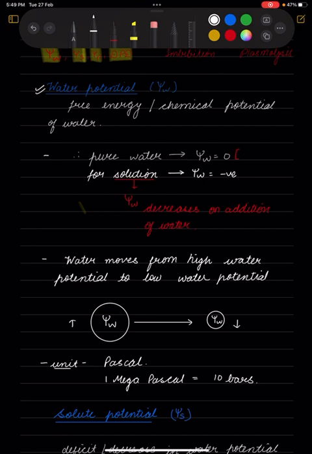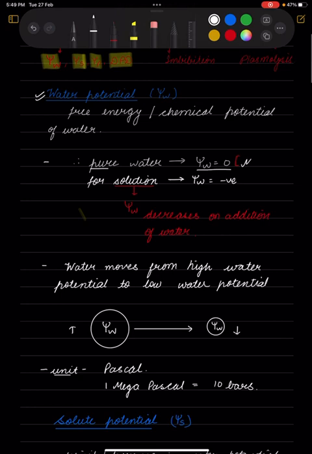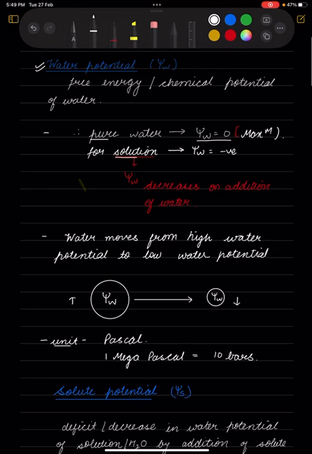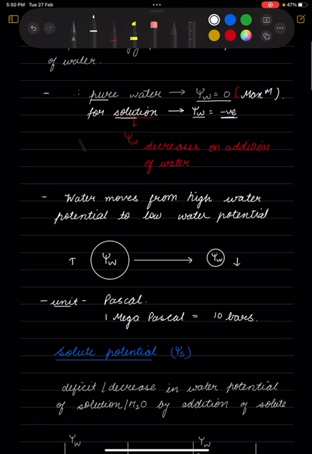Water potential is basically the free energy and the chemical potential of water. For pure water, the water potential is zero because pure water has maximum capacity to flow, and if we add any solute into the pure water, then the water potential will decrease and it will not flow easily. So pure water has the maximum water potential of zero. For a solution, if we add any solute in the water, our water potential will be negative. So psi W, that is water potential, decreases on addition of solute.